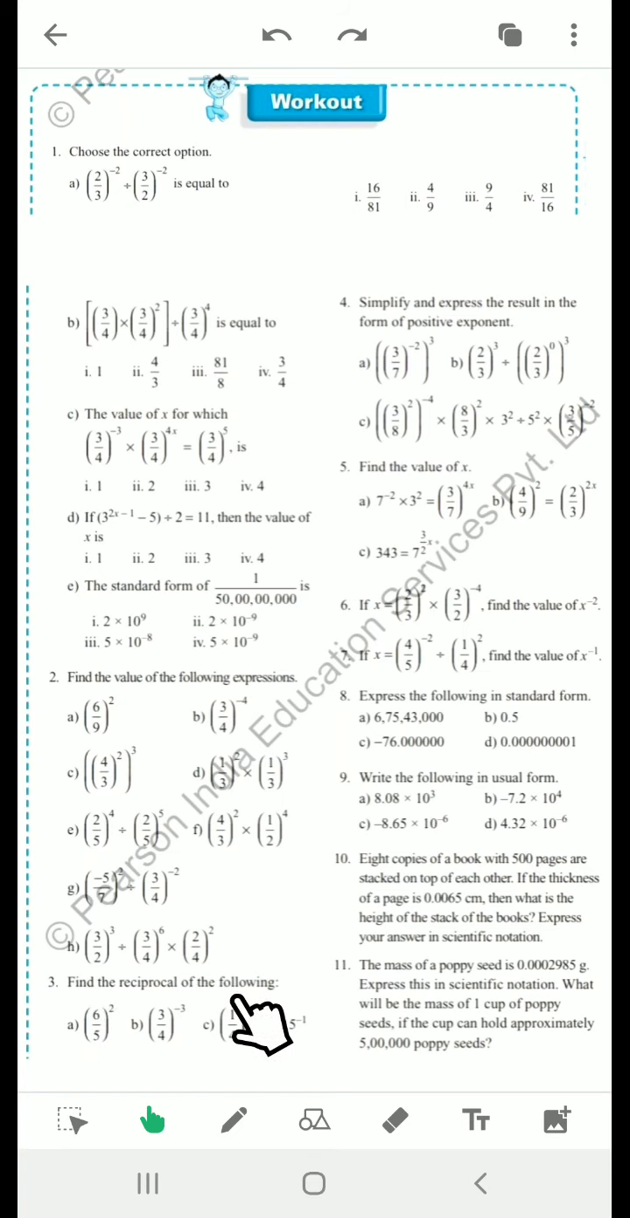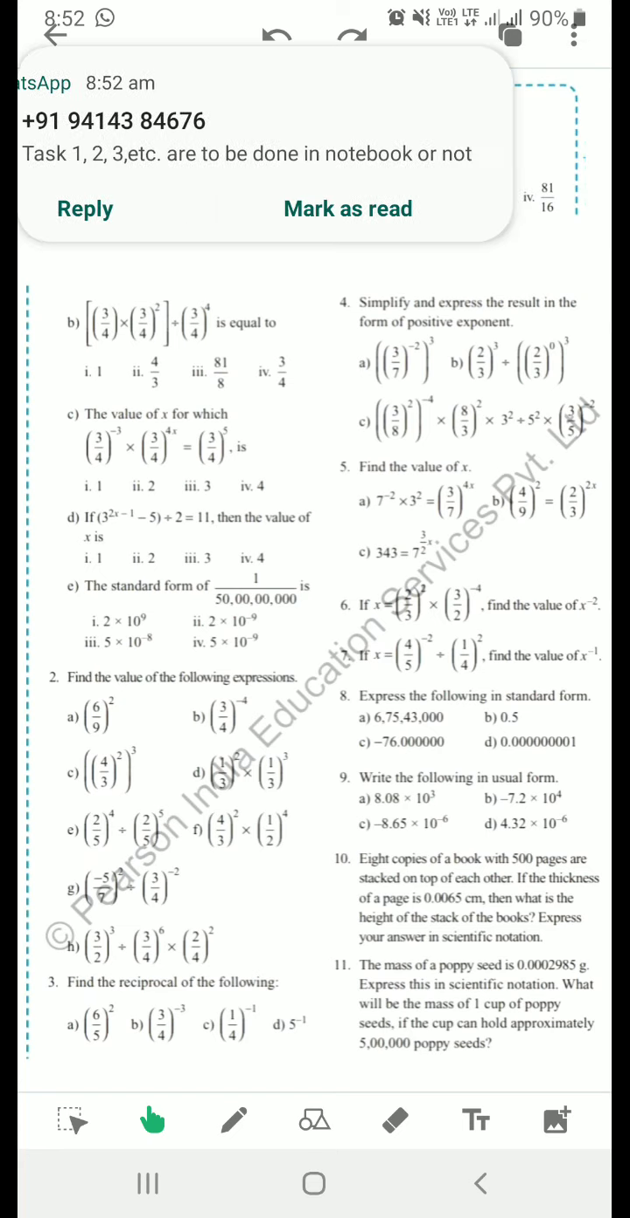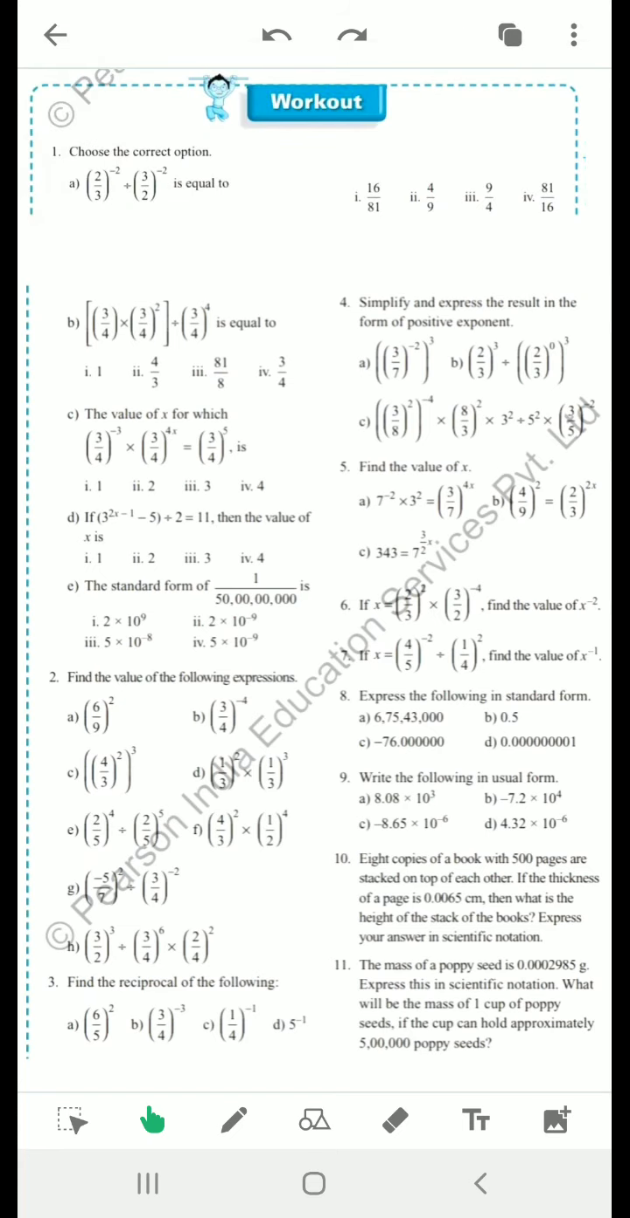Third question, find the reciprocal of the following. We have to solve this, just like (6/5)^2. Then you have to solve 6/5 multiplied by 6/5, and then write the reciprocal of that number. Okay, then fourth question, simplify and express the result in the form of positive exponents.